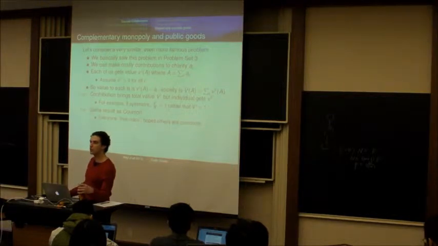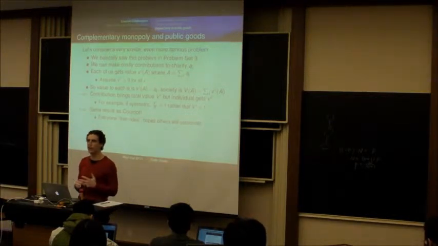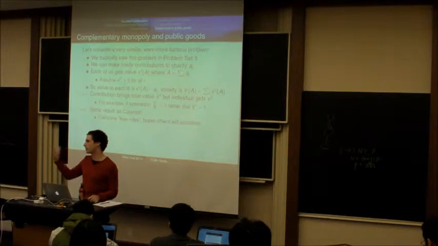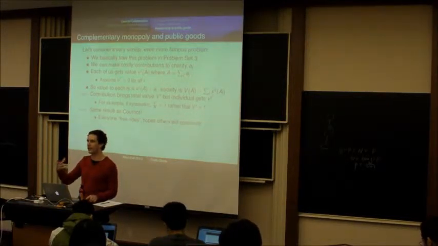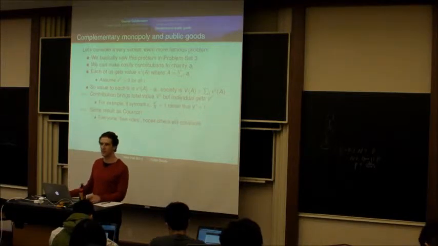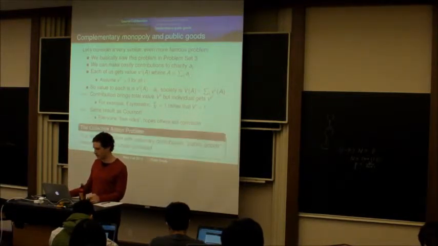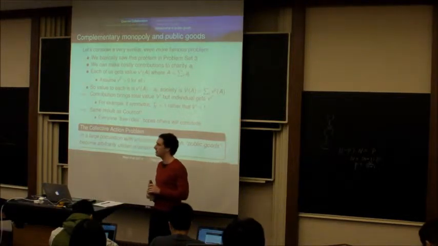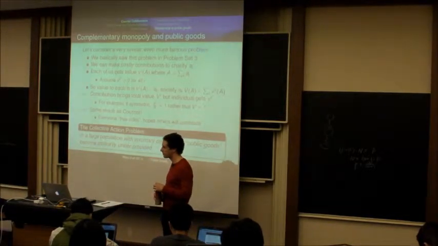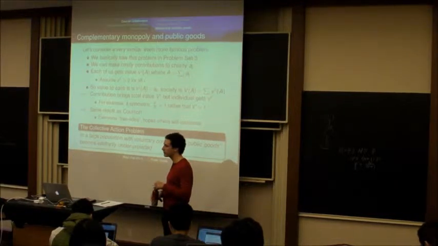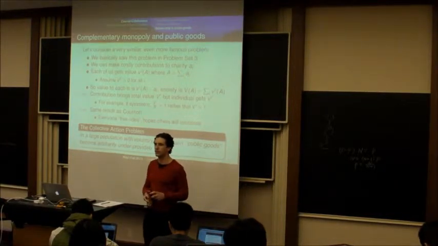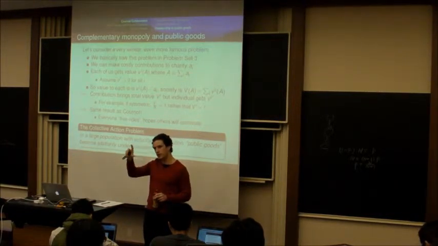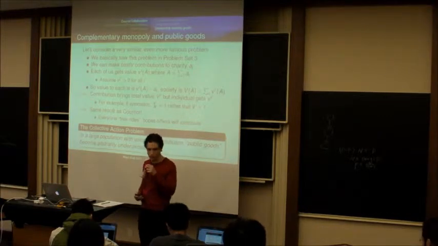It's sometimes also called the free rider problem. Everyone is going to hope that other people make the socially valuable contributions to the common good and is going to take all the private benefit themselves. Right? They're going to free ride. This is also called the collective action problem. So it says that in a large population with voluntary contribution, public goods become arbitrarily underprovided. The deadweight loss becomes arbitrarily large.